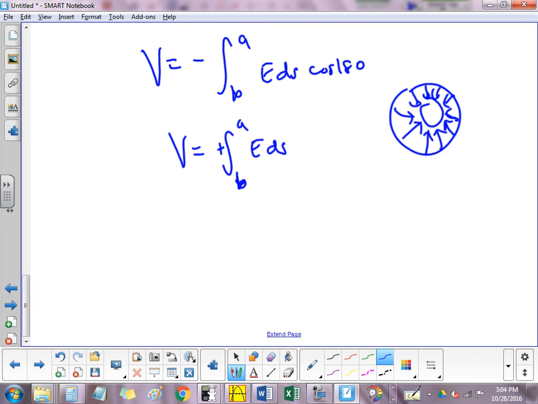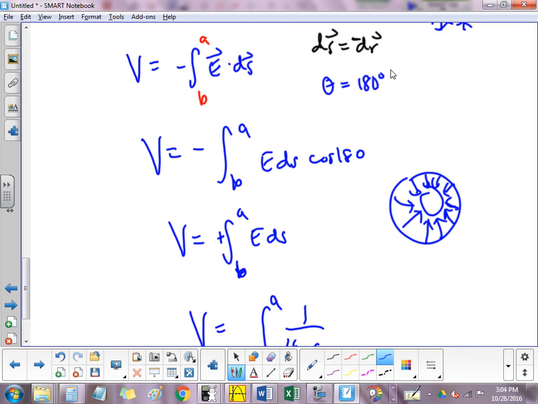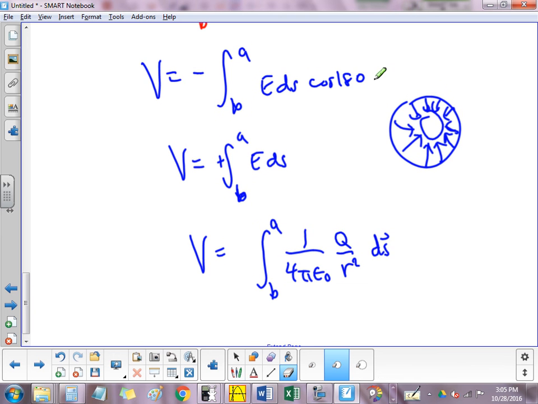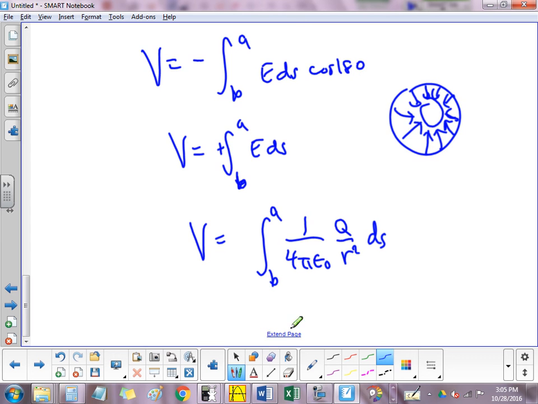A. So we basically have V equals the integral from B to A, 1 over 4 pi epsilon naught times Q over r squared. And this is ds, but we said already that we're about to change that to a negative dr. We don't need vectors anymore. We already did our dot product. Oh boy, it's a lot of work, isn't it?